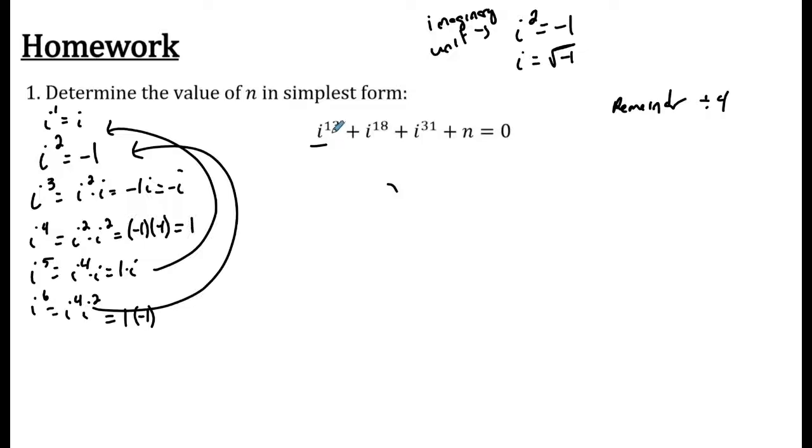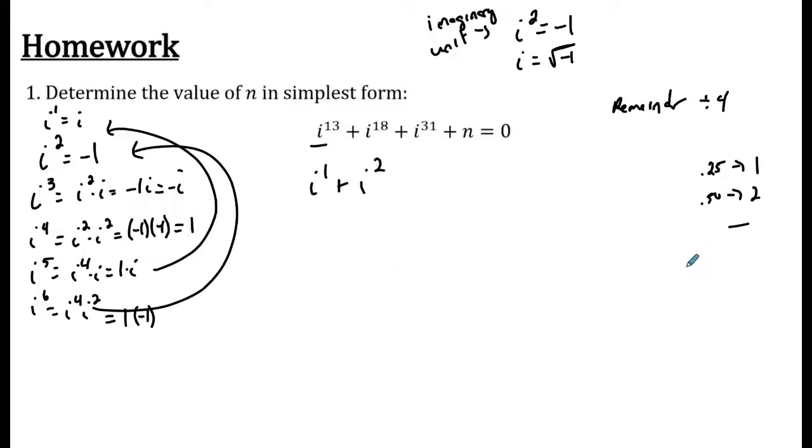So when I divide 13 by 4, the remainder is 1. So that becomes i to the 1. 18 divided by 4, use your calculator if you have to. Well, that's 16 plus 2, so I get a remainder of 2. So that's i squared.